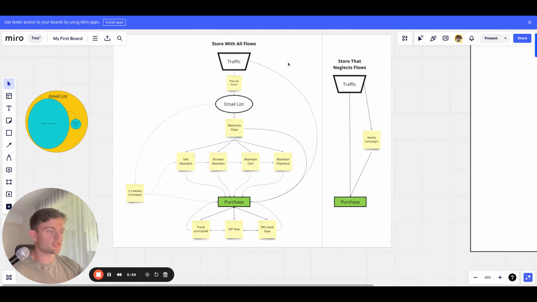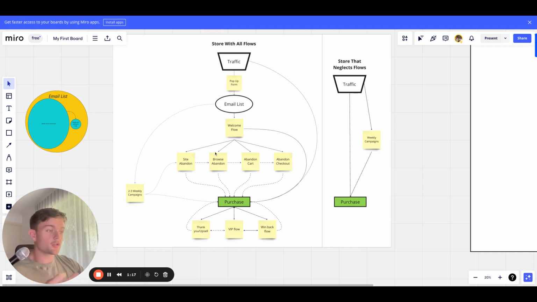But on the left here is the flow chart, which is obviously a lot more complex. That is a store that has every single flow in place. So we have our pop-up form, they go onto our email list, they have all the flows: the welcome flow, and pre-purchase flows like site abandon, browse abandon, abandoned cart, abandoned checkout, which all contribute to an increase in purchases. And then once they've purchased, they're in the post-purchase flows, which are designed to retain our customers.